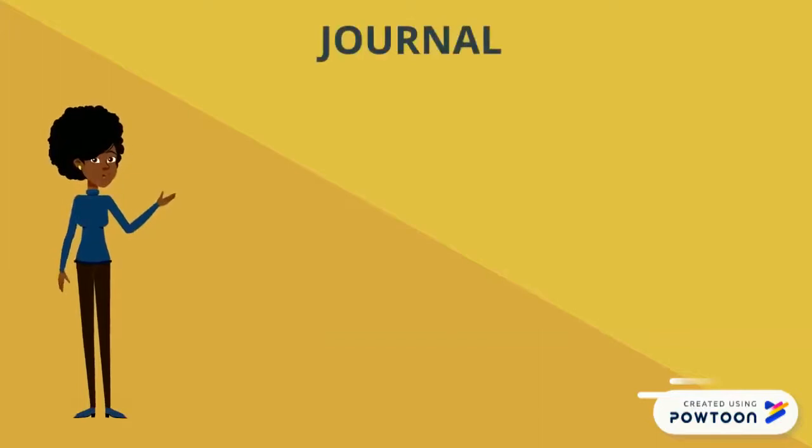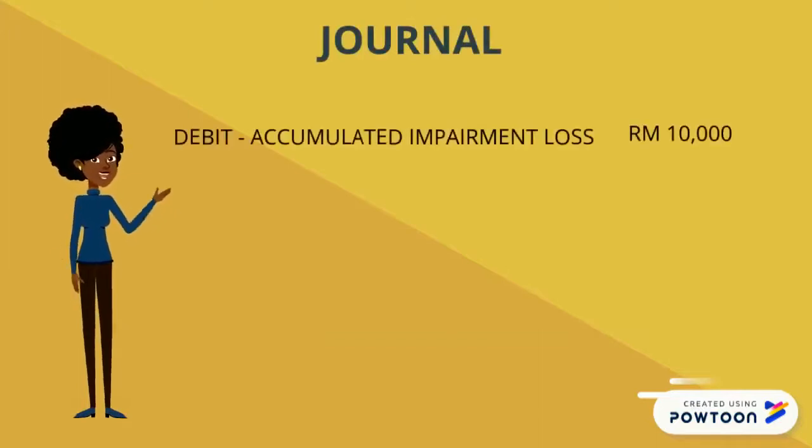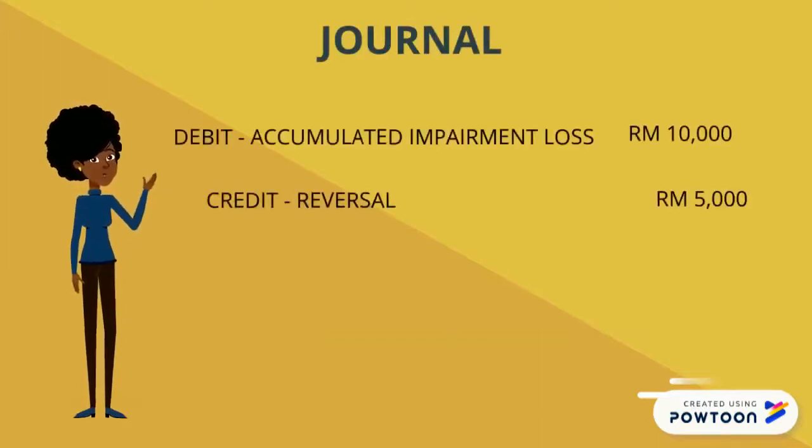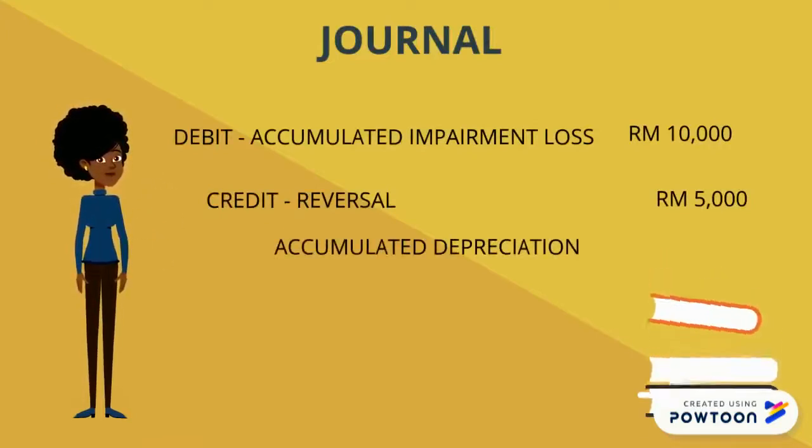The journal entry is debit accumulated impairment loss 10,000, credit reversal of impairment loss 5,000, and credit accumulated depreciation 5,000.